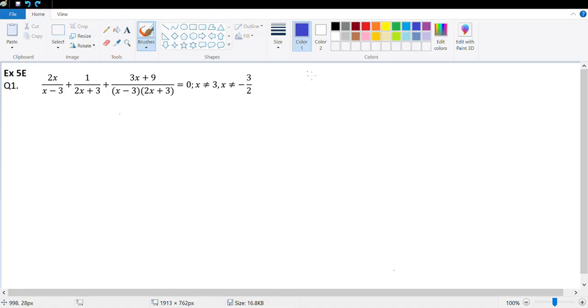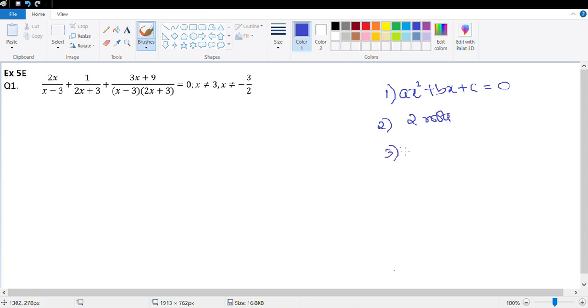Hi guys, let's start the next exercise, which is exercise 5e. We're doing the chapter quadratic equations. And till now, what we've learned is that the standard form of the quadratic equation is ax squared plus bx plus c is equal to 0. We figured out the condition to figure out what kind of roots it will have. So a quadratic equation will have two roots.